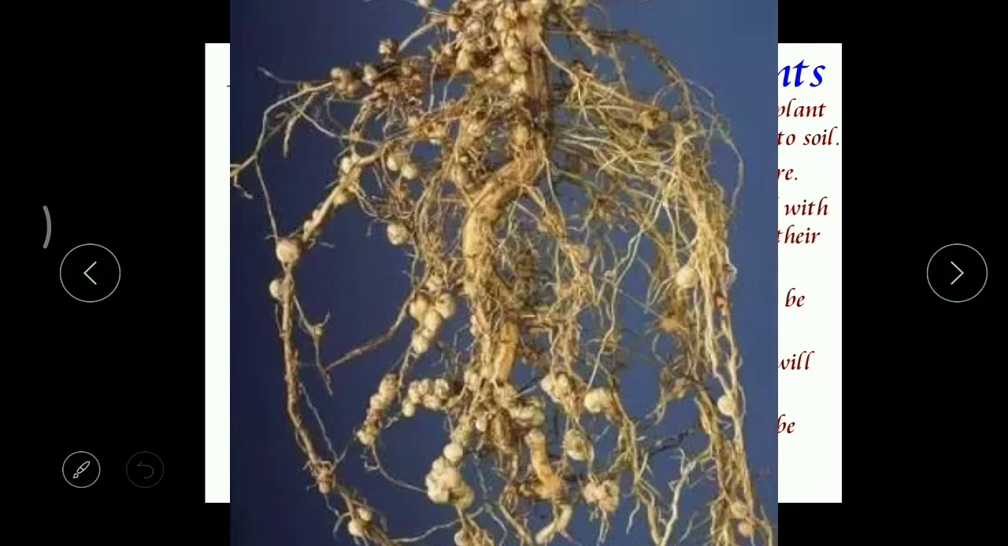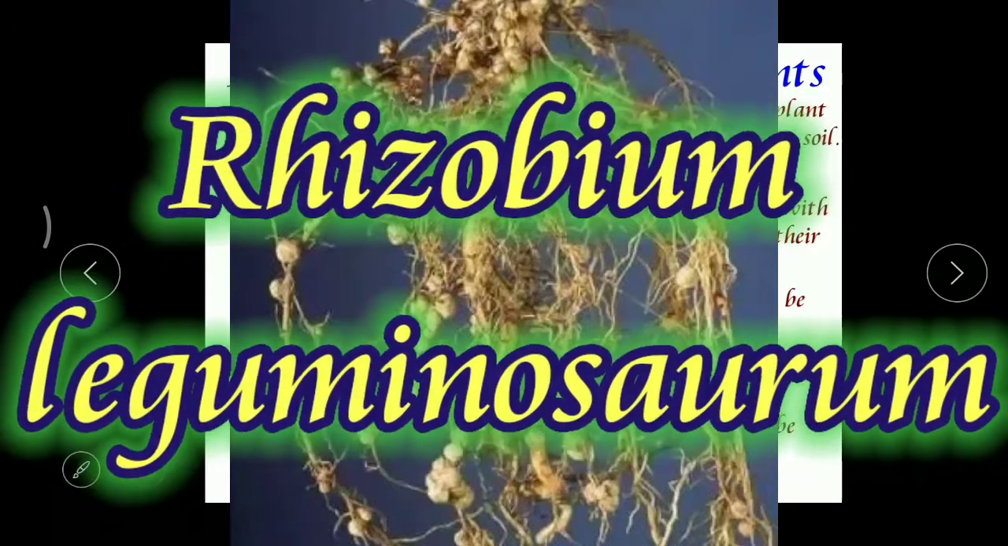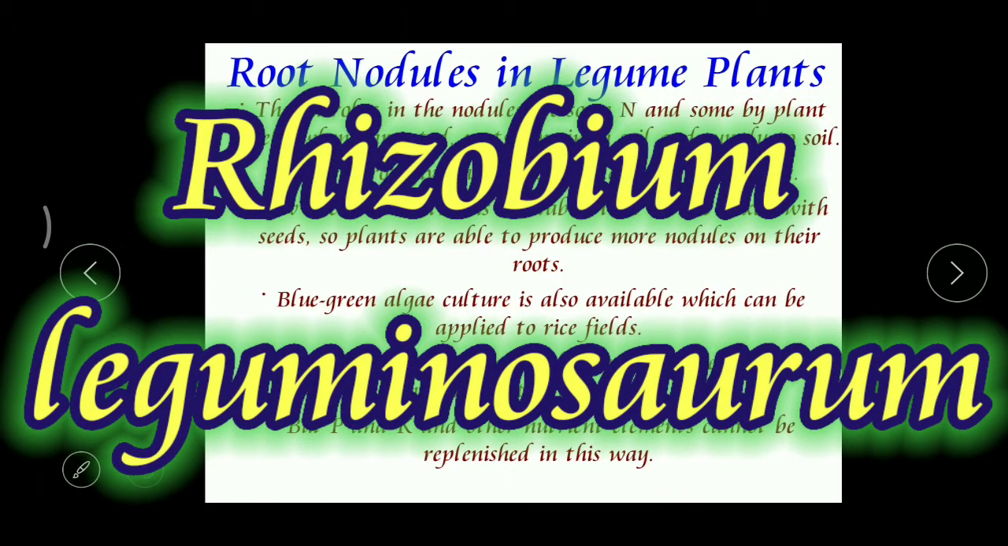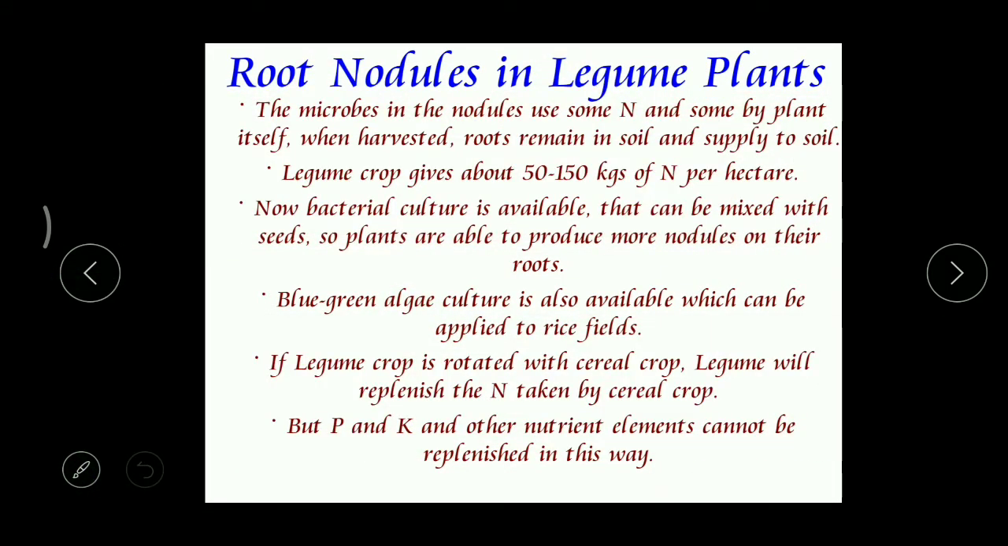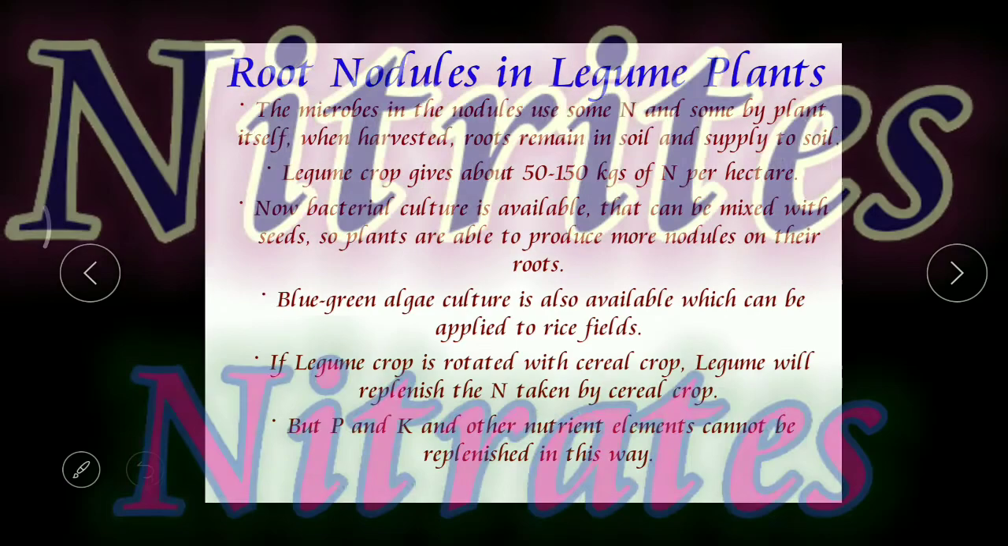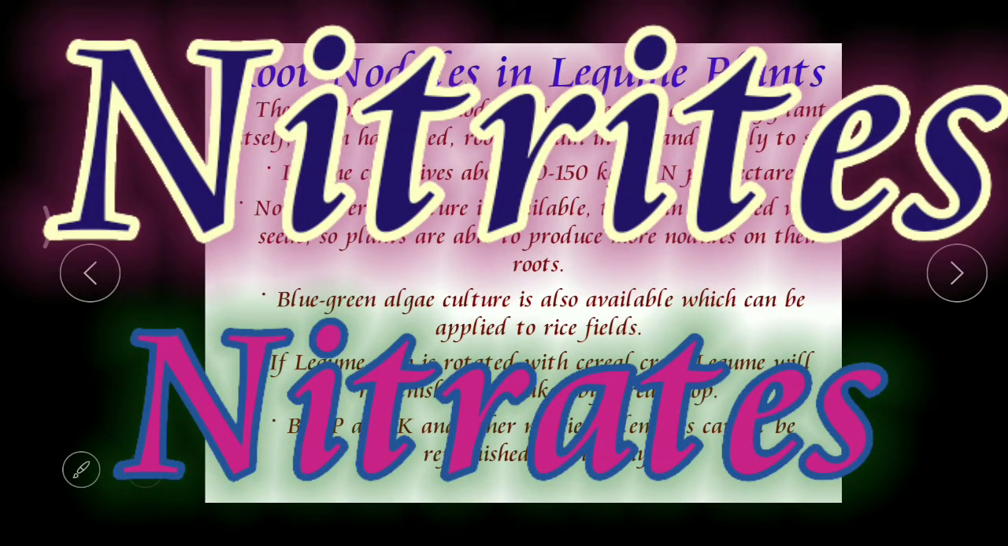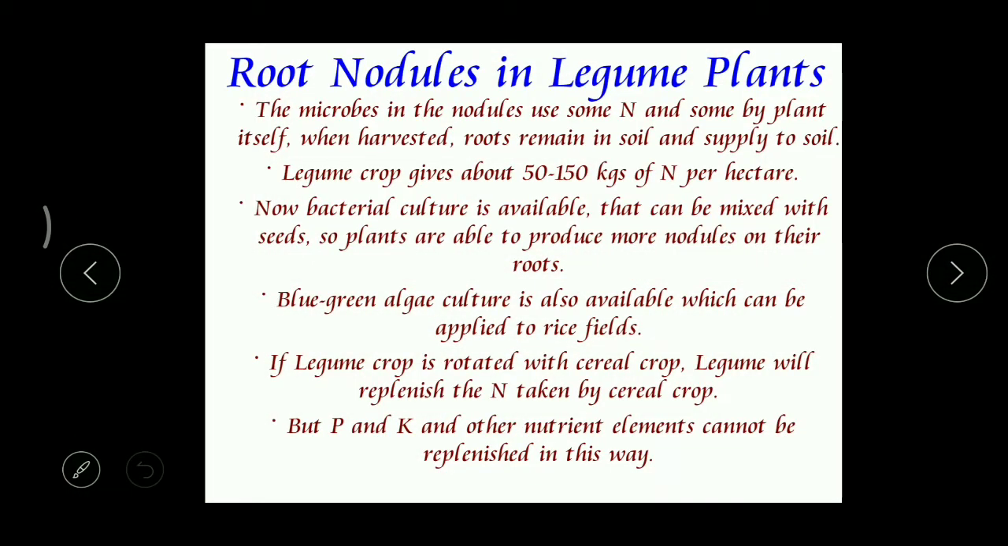We can find some bacteria, and this bacteria is called rhizobium or Rhizobium leguminosarum, which has the capacity to absorb atmospheric nitrogen, or free nitrogen, and convert that into nitrogen compounds like nitrites and nitrates and supply them to the soil. Good. Okay, and here, the microbes in the nodules use some nitrogen and some is used by the plant itself.